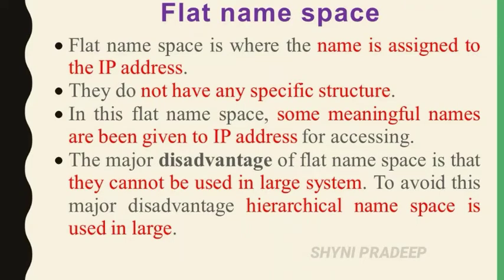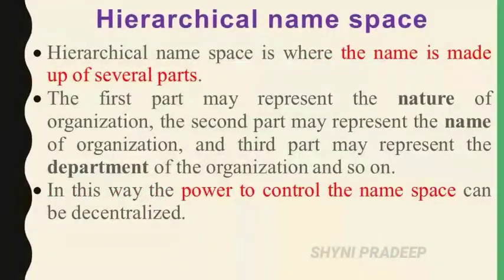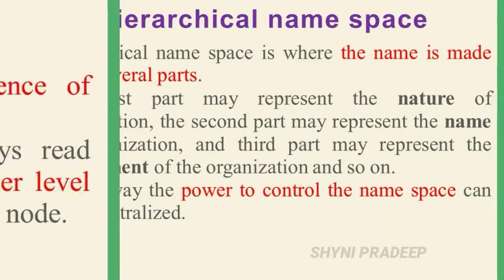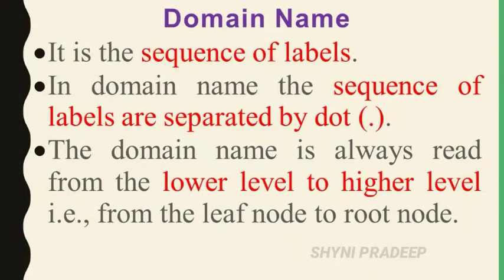To avoid this major disadvantage, a hierarchical namespace is used in large systems. So what is a hierarchical namespace? A hierarchical namespace is where the name is made up of several parts. The first part may be the nature of the organization, the second part may represent the name of the organization, and the third part may represent the department of the organization, and so on. So what is a domain name? It is a sequence of labels. A sequence of labels is called a domain name. In a domain name, the sequence of labels is separated by dots.